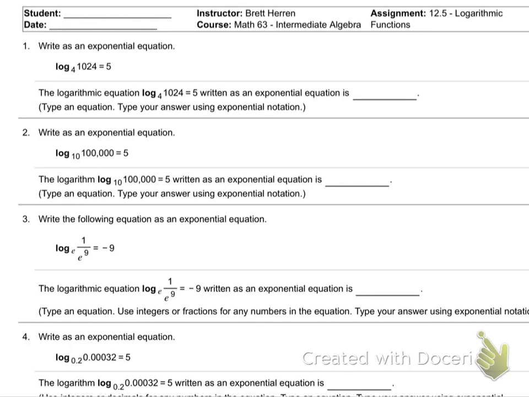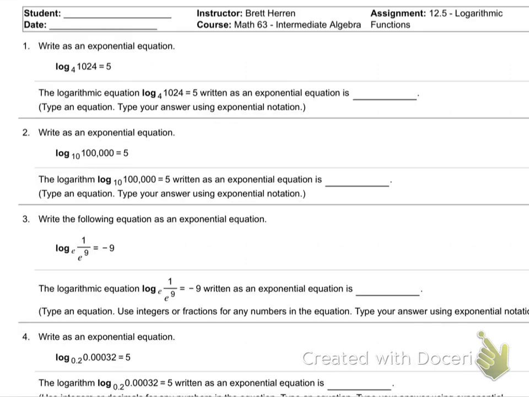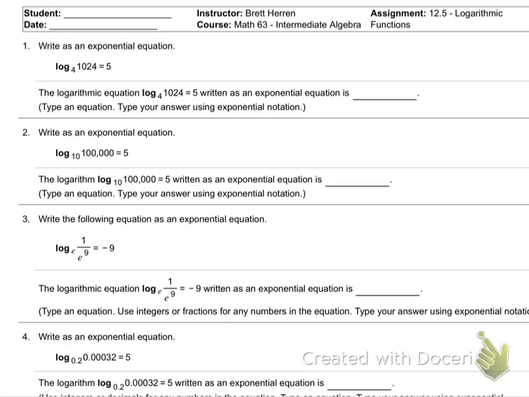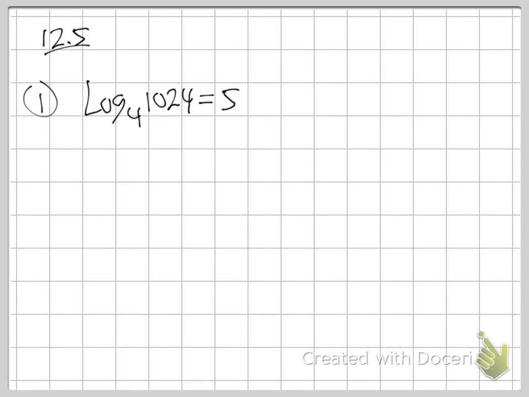So here we go. With the time we have, let's do some logarithms. There are 21 questions, so we're not going to get through them all, but let's do what we can. Let me rewrite this one for you. We're in 12.5, number 1: log base 4 of 1024 equals 5. Okay. What in the world?